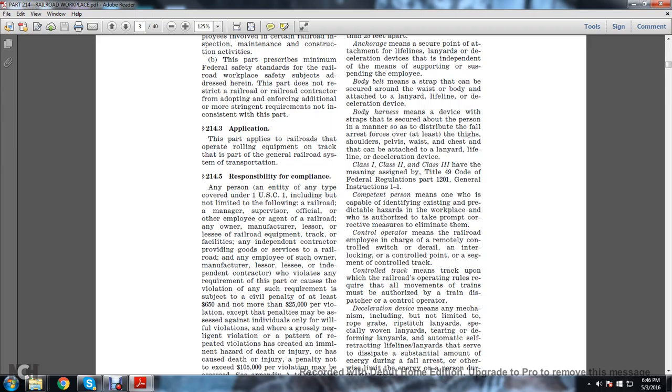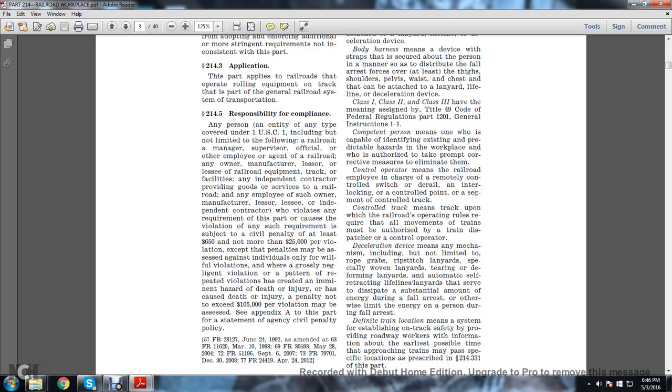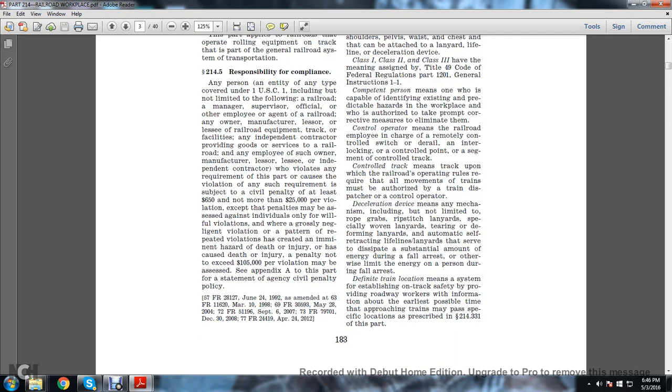Control operator means the railroad employee in charge of the remotely controlled switch or derail in the interlocking, or the controlled point or segment of the controlled track. Controlled track means track upon which railroad operating rules require that all movements of trains must be authorized by the train dispatcher or control operator. Deceleration device means a mechanism including but not limited to rope grabs, ripstitch lanyards, specially woven lanyards, tearing or deforming lanyards, and automatic self-retracting lifelines or lanyards that serve to dissipate a substantial amount of energy during a fall arrest, or otherwise limit the energy imposed on a person during a fall.